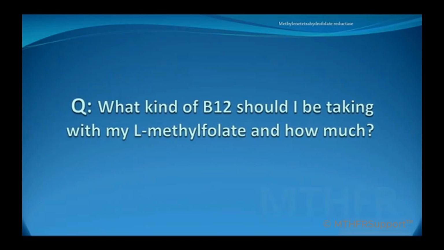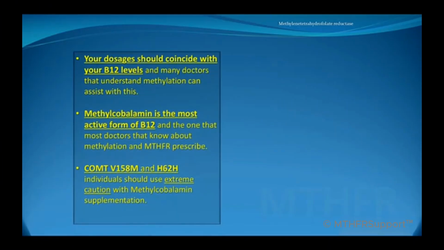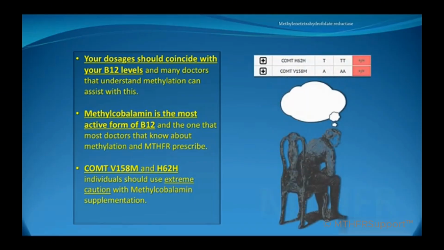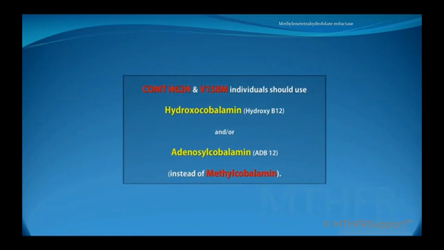What kind of B12 should I be taking with my L-methylfolate and how much? Your dosages should coincide with your B12 levels, and many doctors that understand methylation can assist with this. Methylcobalamin is the most active form of B12 and the one that most doctors that know about methylation and MTHFR prescribe, but it is not a good idea for people with COMT V158M and H62H compromised. Individuals with these COMT genes usually need to do hydroxy and or adenosyl B12. Methylcobalamin can do more oxidative damage to people with COMT compromised.